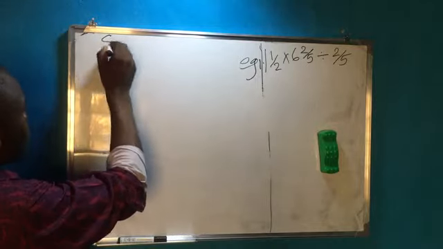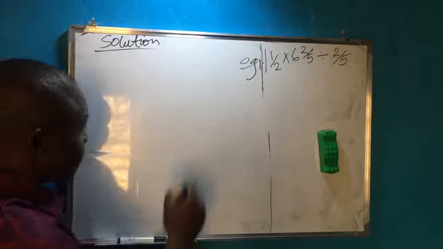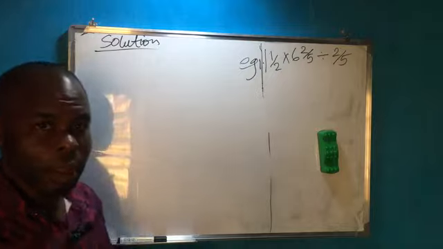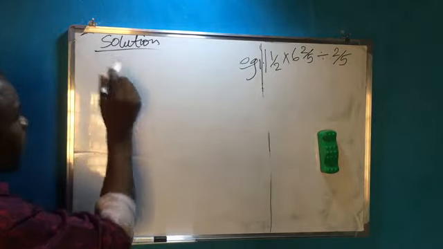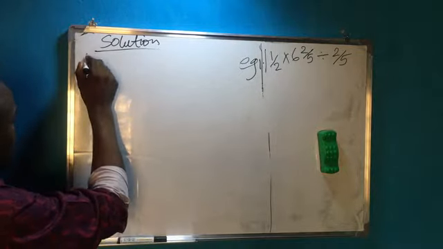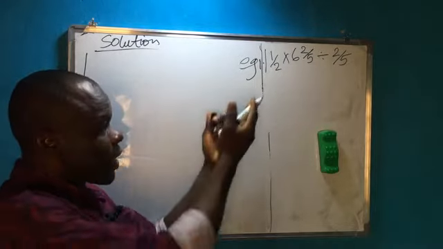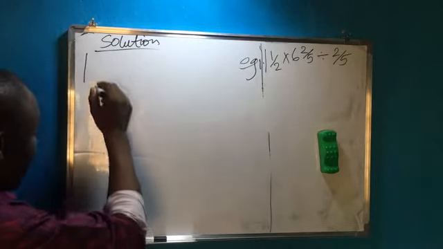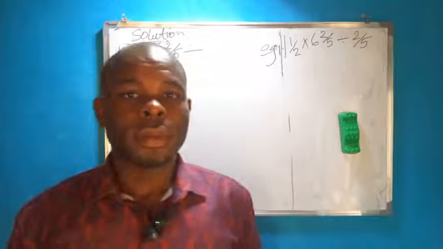Write your solution. That's the first thing to do. Solution. Then you come here, you now bring down the question that is asked, one whole number, because you want to simplify it. You want to do what? Simplify it. Now you have one whole number 1 over 2.